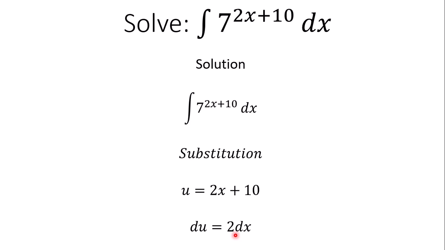Now here we are going to find dx. So we are going to divide both sides by 2. When you divide this side by 2, you are going to get dx. And when you divide this one by 2, you are going to get 1 over 2 du. So dx will be equal to 1 over 2 du. Now let's put this one into the integral and let's continue from there.